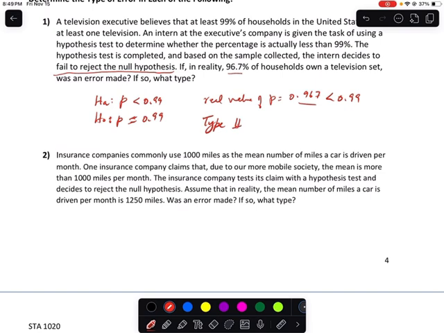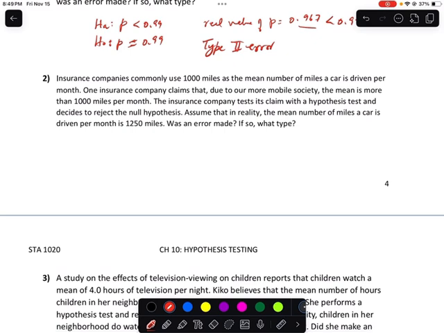Next example, insurance companies commonly use 1000 miles as the mean number of miles a car is driven per month. One insurance company claims that due to our more mobile society, the mean is more than 1000 miles per month. The insurance company tests its claim with the hypothesis test and decides to reject the null hypothesis.